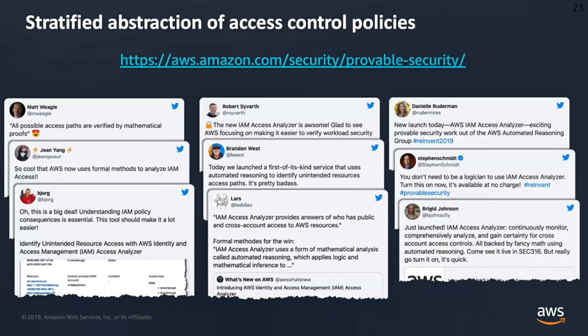This is how we've used stratified predicate abstraction to build an automated reasoning service that's available for free to millions of customers. If you want to know more, please visit our provable security website.